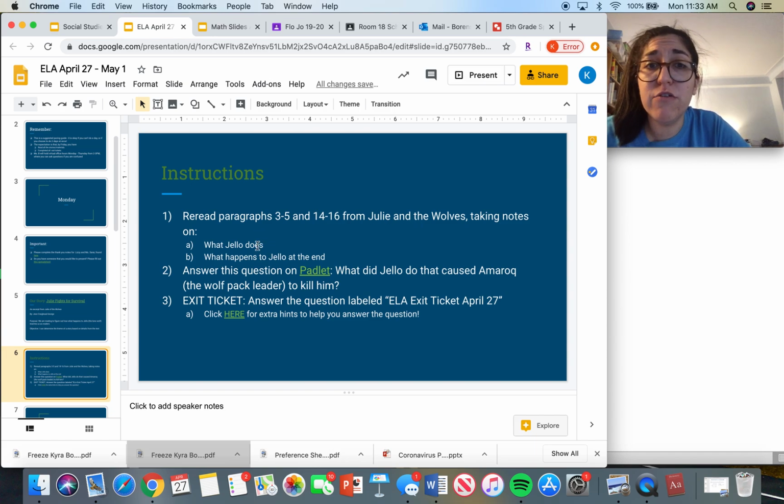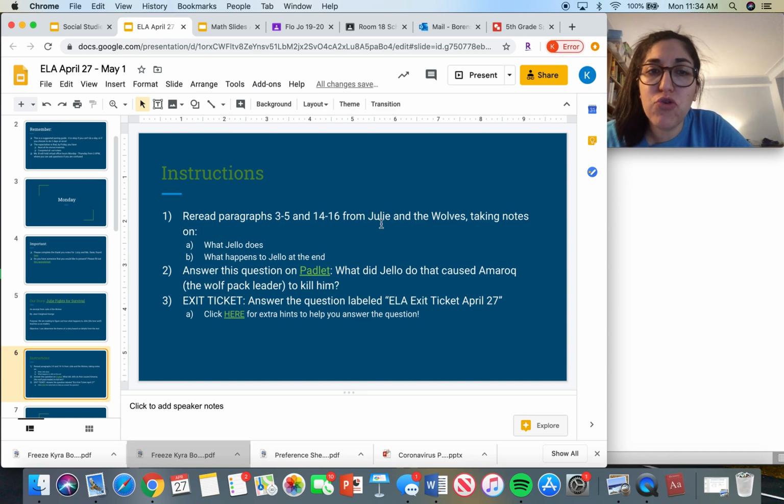I want you to take notes specifically on what Jello does. In paragraphs 3 through 5, Jello does something. What does he do? And then what happens to Jello at the end? In paragraphs 14 through 16, something happens to Jello, and it even says, Julie comments in the passage, why what happens to him happens.